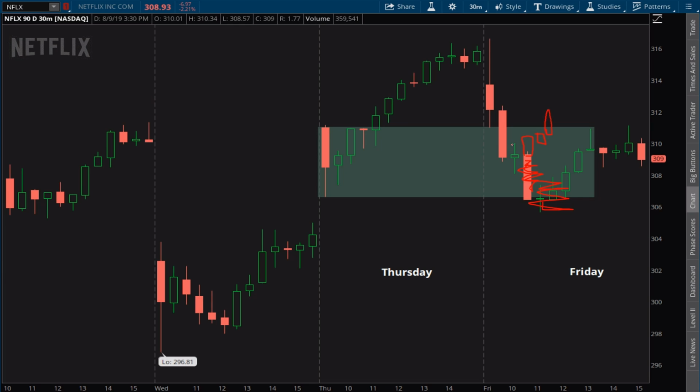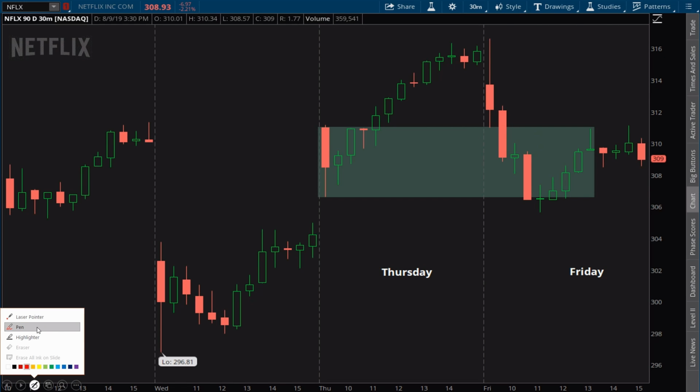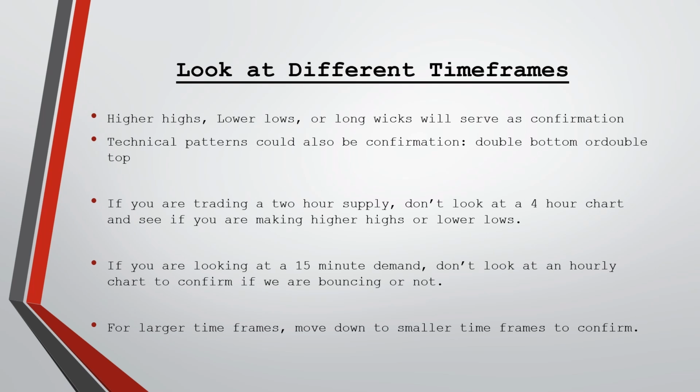So you want to look for confirmation, maybe a higher high for a demand or a lower low for supply. And I'm going to show you guys that in a minute. But I just want to stress the point that you need that confirmation. You can't just hop in because we're in that zone, right? So you want to look at different time frames. You want to look for confirmation.